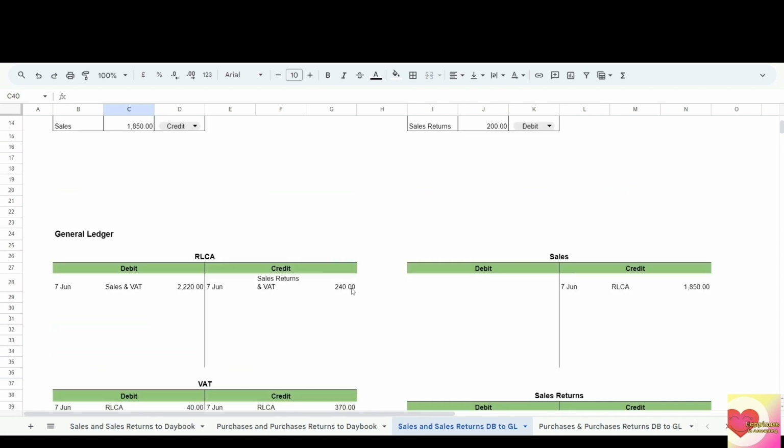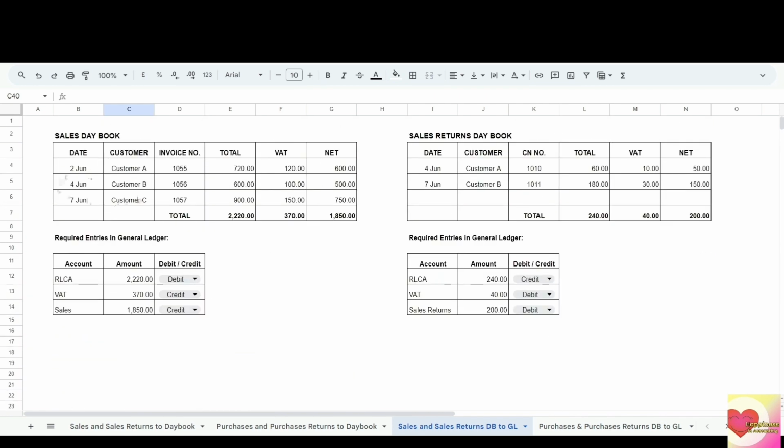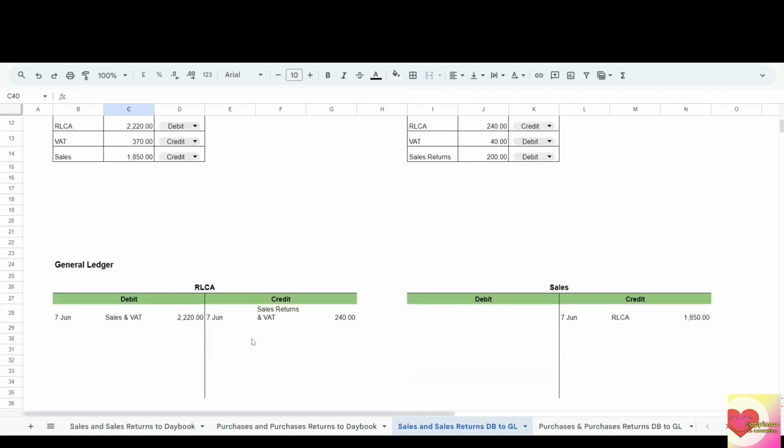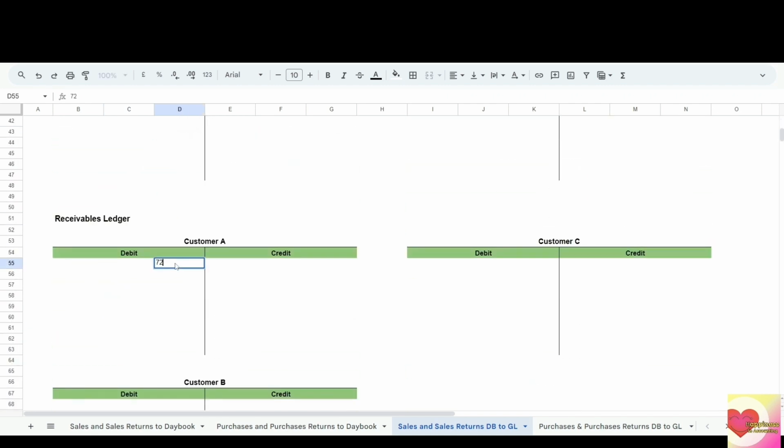So from sales daybook, we have to record the total or gross amount of each customer's transactions one by one. We will enter them in the same side where we enter the RLCA. So we will enter them in debit. First is customer A, 2nd of June, 720. Let's go transfer this to customer A individual account, debit. In the details, let's put sales daybook.